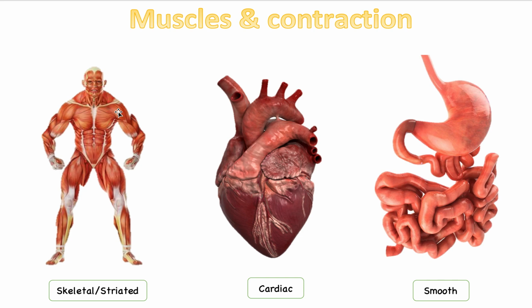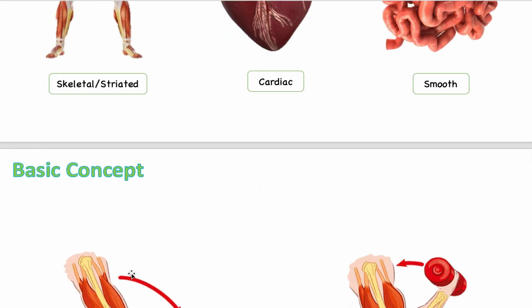We can obviously control our movements, but we cannot control our heartbeat or our digestion. Imagine if we had to control that. It'd be horrible. So we will only care about skeletal or striated muscle for this video. We'll go into detail on how skeletal muscle is contracted, how you move, and all these kinds of things, okay? So let's get into it.